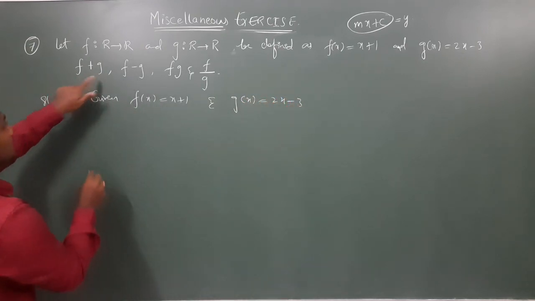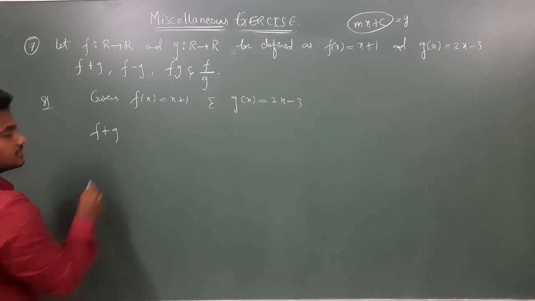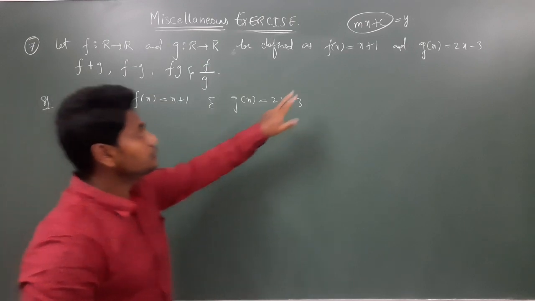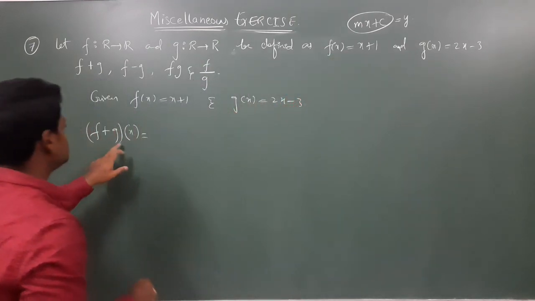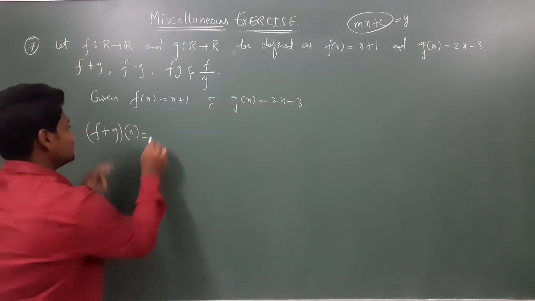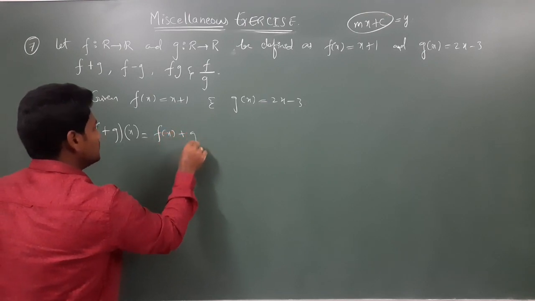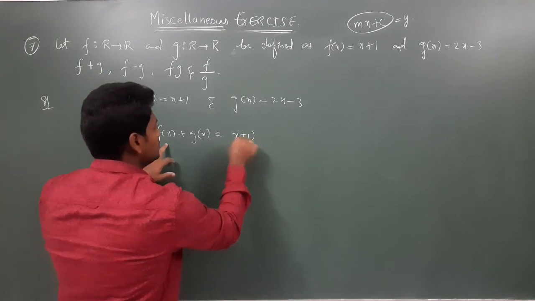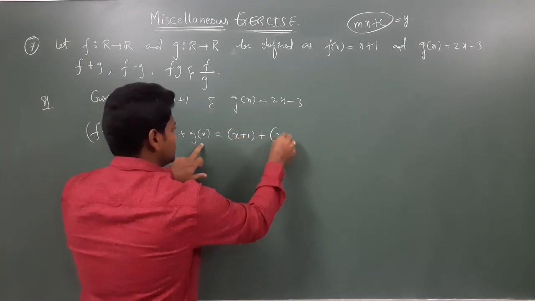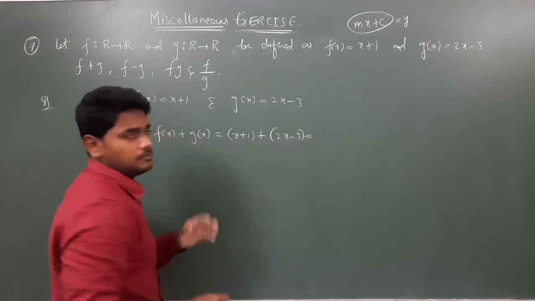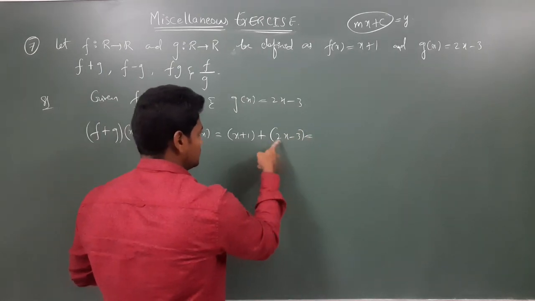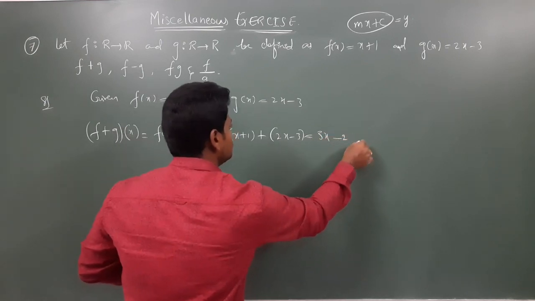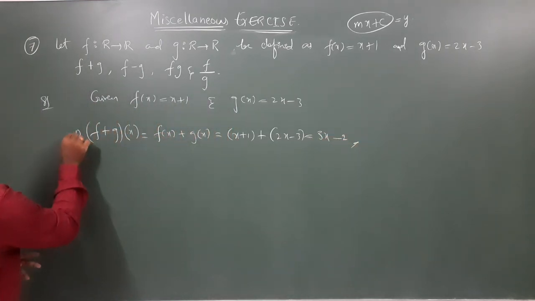From this, f plus g is nothing but f plus g of x, because both are in terms of x. According to the algebra of functions, f plus g of x is f of x plus g of x. What is f of x? x plus 1, plus g of x, which is 2x minus 3. Simply add these two. x plus 2x is 3x, and 1 minus 3 is minus 2. So that is the first one.